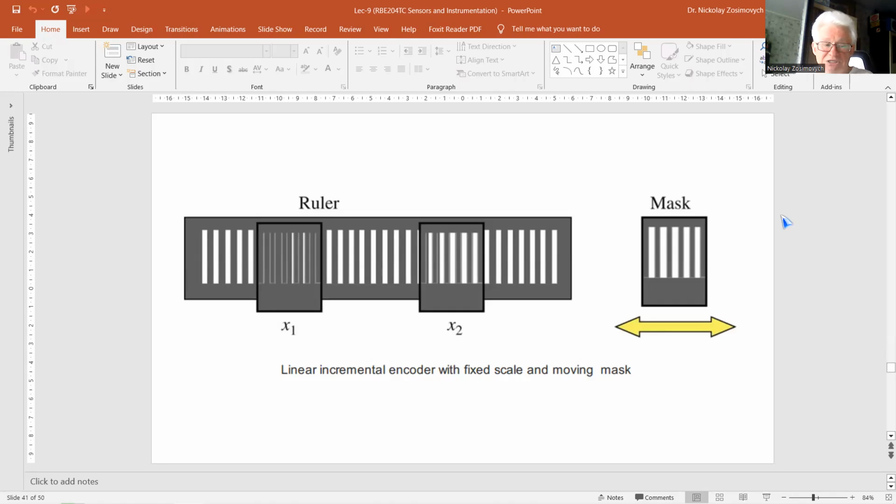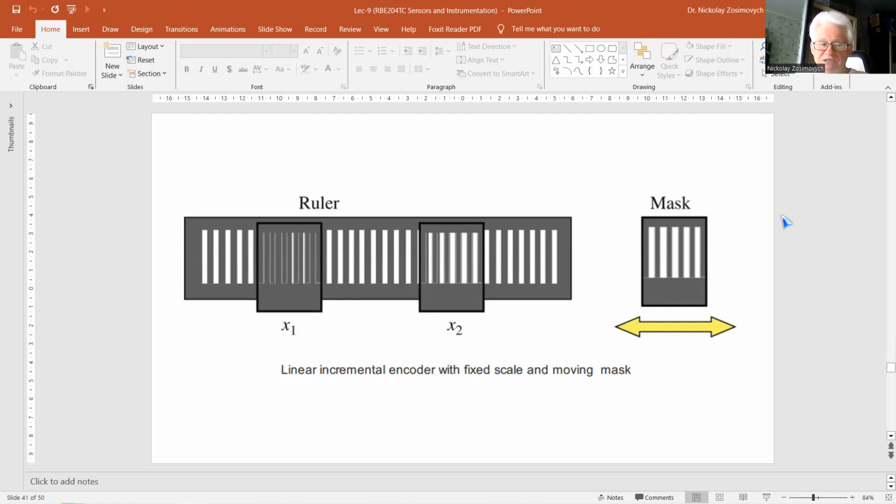However, the combination with a fixed mask positioned against the moving disc or scale gives a much higher resolution, as illustrated in this figure. The mask has an extension over several line widths and the same pitch as that of the scale. The light transfer changes periodically from a minimum to a maximum value and back for each displacement over the pitch of the optical pattern.